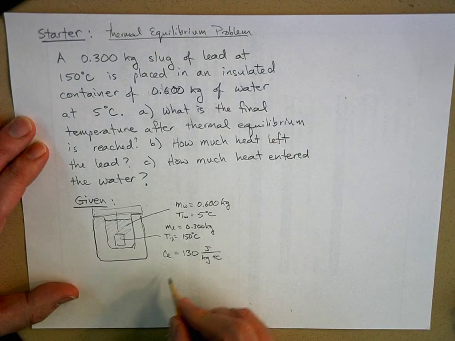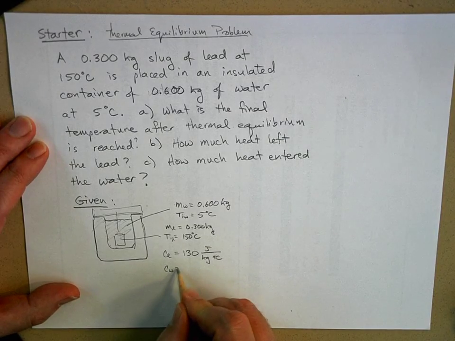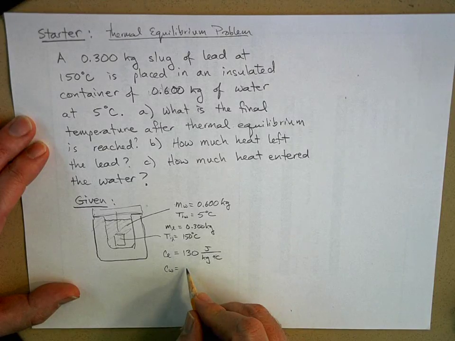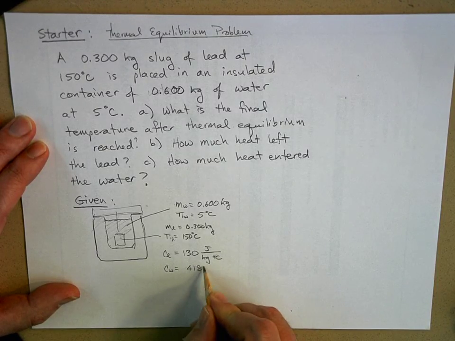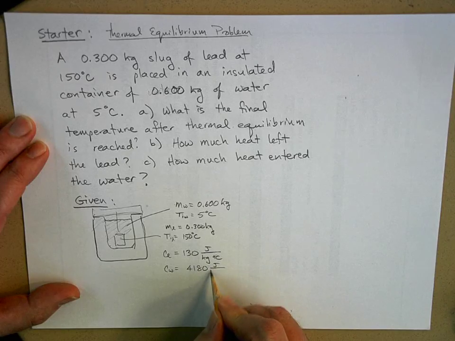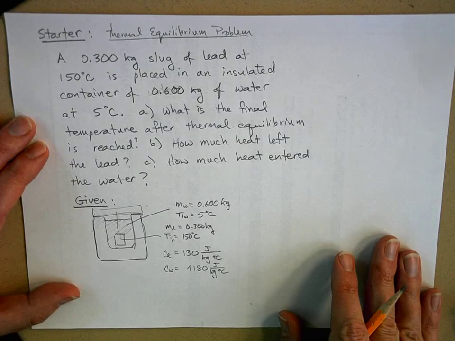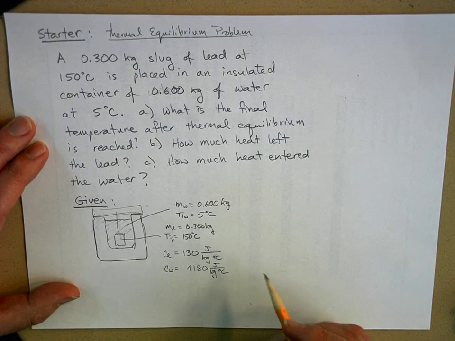And then you have to look at the specific heat for liquid water, and it's a pretty big number: 4,180 joules per kilogram per Celsius. Okay. And so now we've got everything we need to solve this problem.